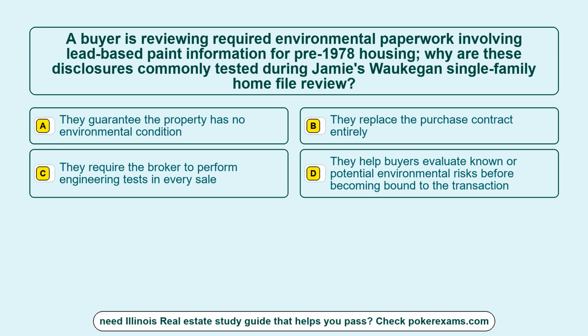Question 4. A buyer is reviewing required environmental paperwork involving lead-based paint information for pre-1978 housing. Why are these disclosures commonly tested during Jamie's Waukegan single-family home file review? Option A. They guarantee the property has no environmental condition. Option B. They replace the purchase contract entirely. Option C. They require the broker to perform engineering tests in every sale. Option D. They help buyers evaluate known or potential environmental risks before becoming bound to the transaction.